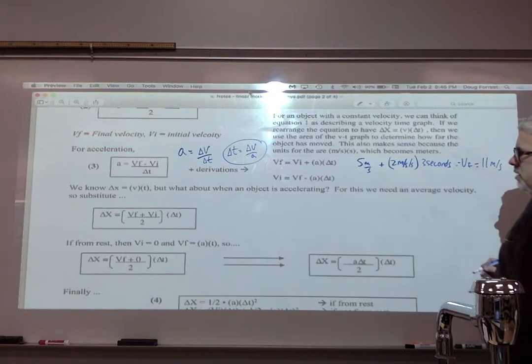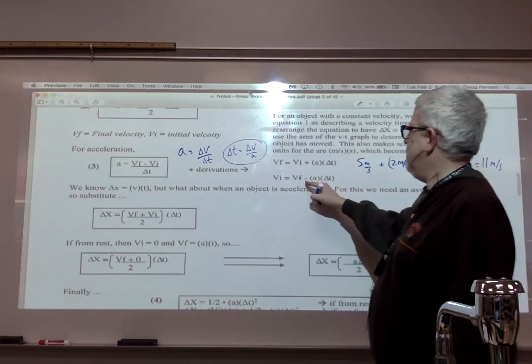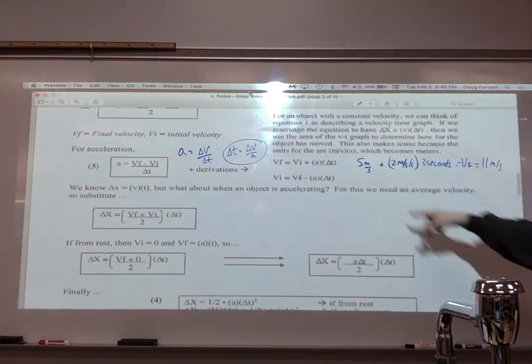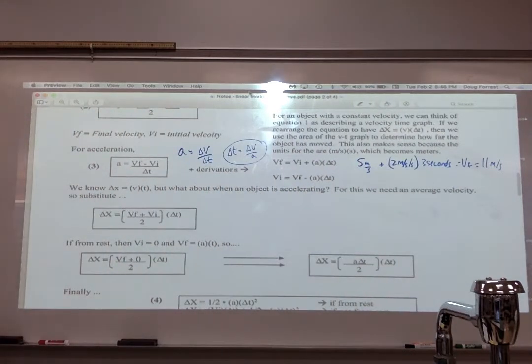The same way, we have something here. If I want to find my initial velocity, it's my final velocity minus acceleration times time. So you may want to write all 3 of these versions down, but it really is just algebraic versions of the same formula.